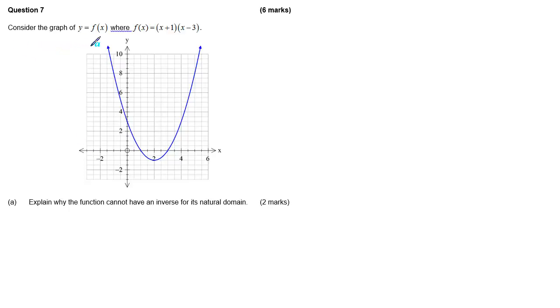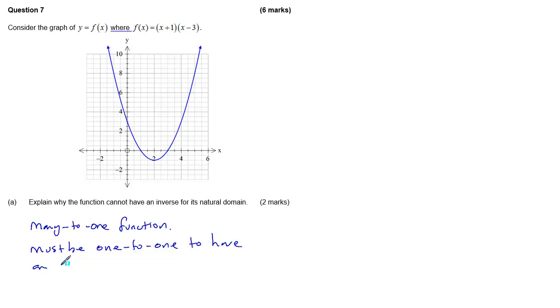Consider the graph of y equals f of x, where f of x is (x plus 1)(x minus 3). Explain why the function cannot have an inverse for its natural domain. Well, it's a many to one function, and it must be 1 to 1 to have an inverse.